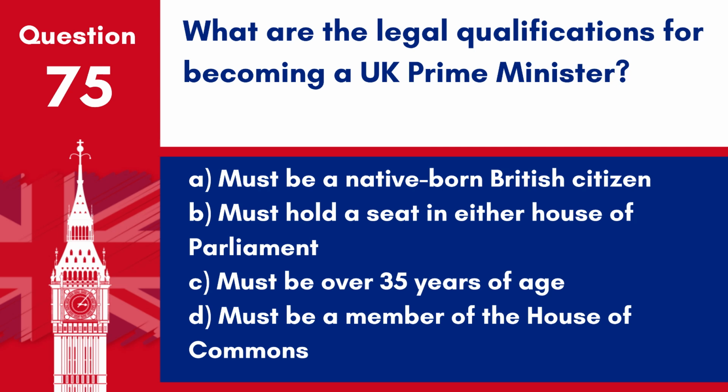Question 75. What are the legal qualifications for becoming a UK Prime Minister? A. Must be a native-born British citizen. B. Must hold a seat in either House of Parliament. C. Must be over 35 years of age. D. Must be a member of the House of Commons.